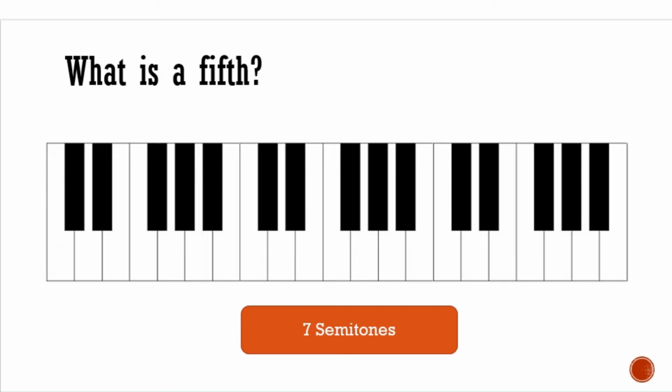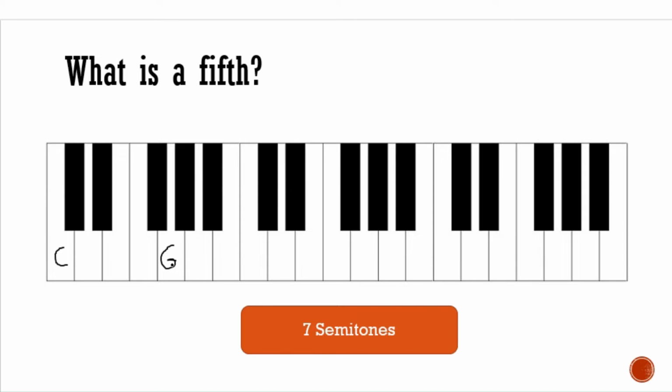So when we're looking at the circle of fifths, we need to understand what a fifth is, and a fifth is one of our intervals. And when we're talking about intervals, we're talking about the space between two different notes. So when we've got a fifth, what we tend to do is start on a note, and then counting that note, we count up 5. So we've got 1 on that C there, 2, 3, 4, 5. So a fifth up from C is G.